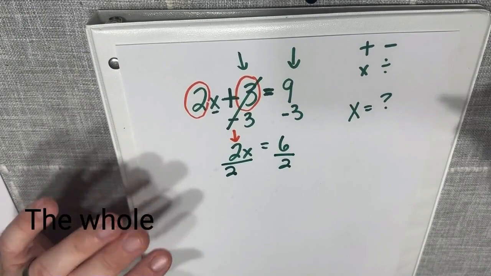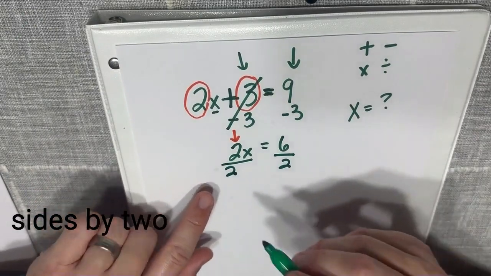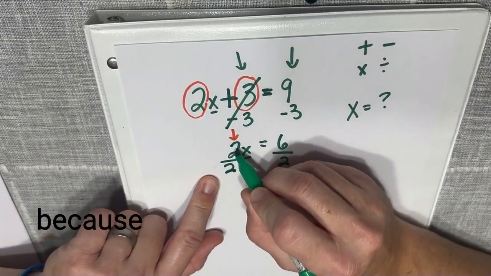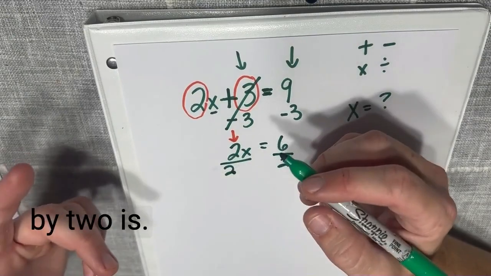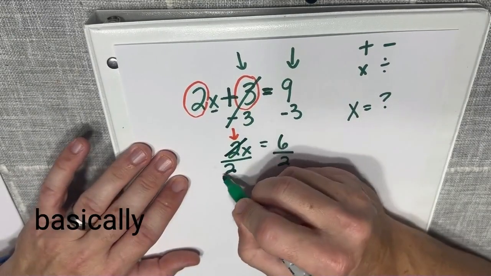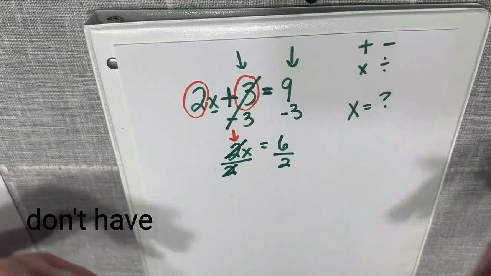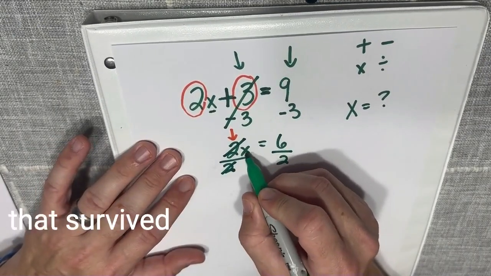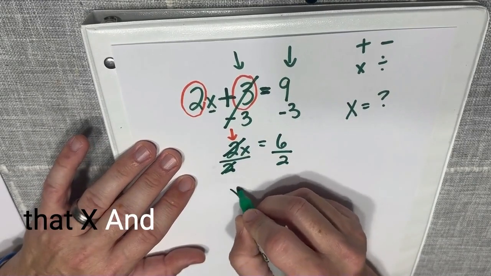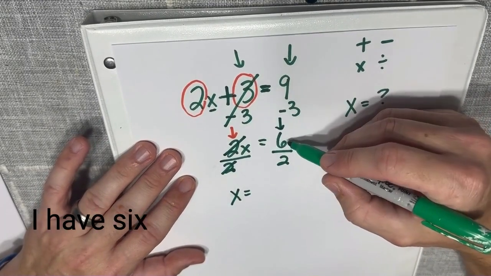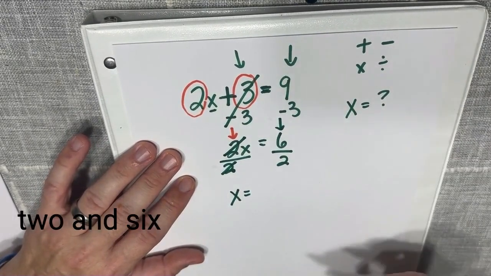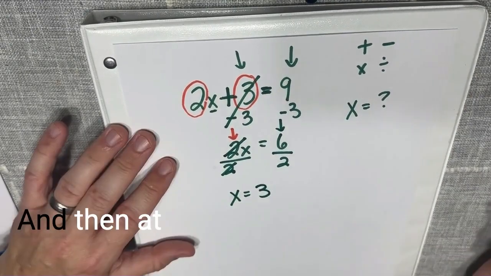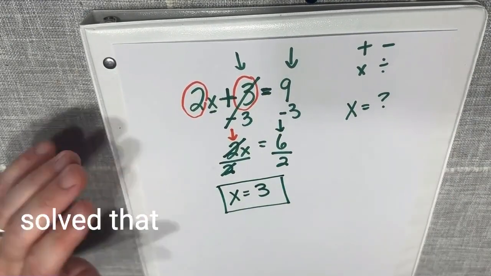Okay? The whole reason we're dividing both sides by 2 is right here, because 2 divided by 2 is 1. So basically those 2s cancel out, because you don't have to write the 1. You could just keep it as x. So basically the only thing that survived there was that x. And then when we look here, I have 6 divided by 2, and 6 divided by 2 is 3. And then at that point, you have done it. You have solved that equation.